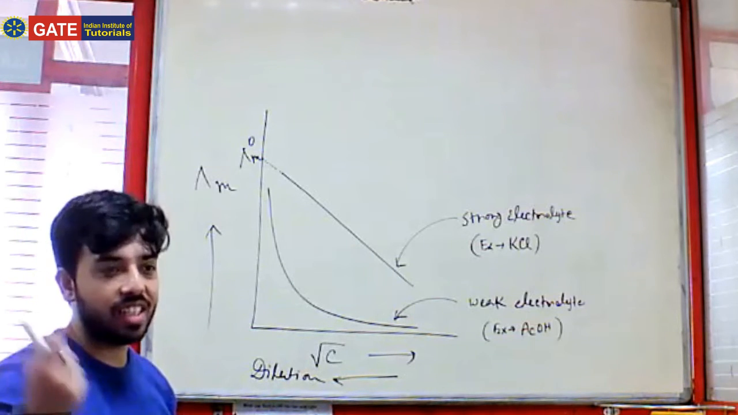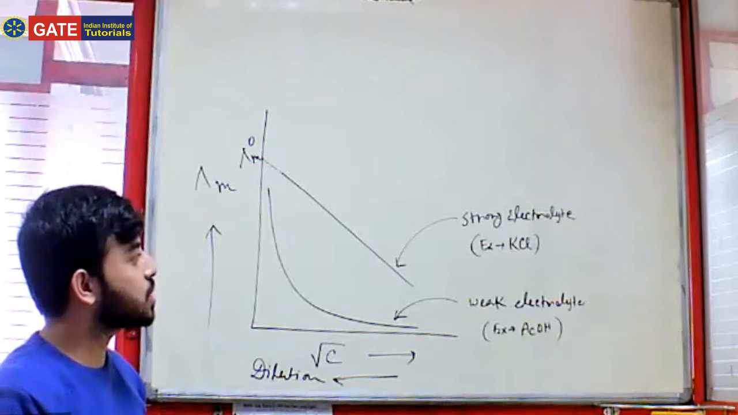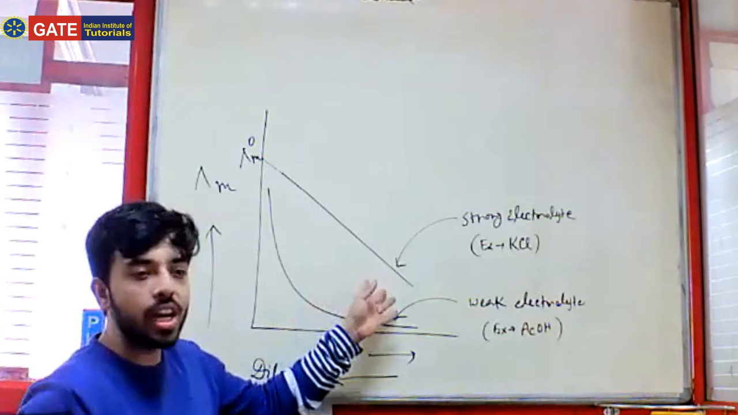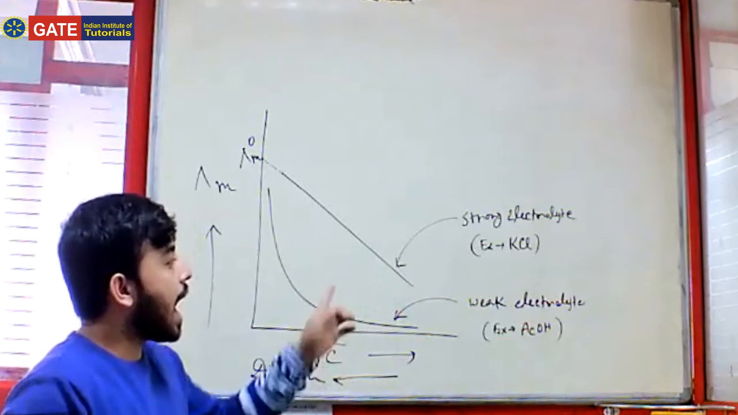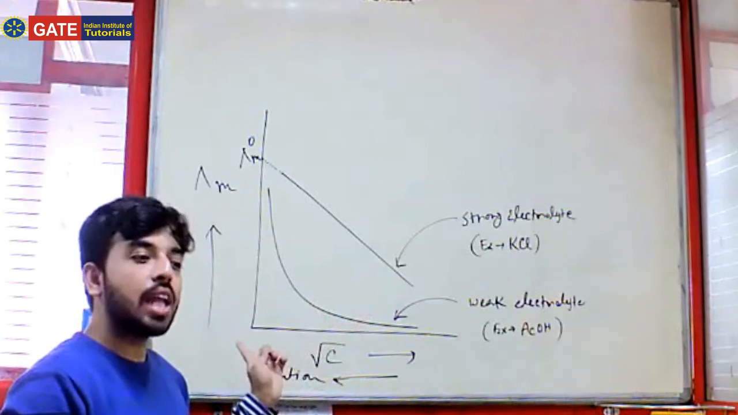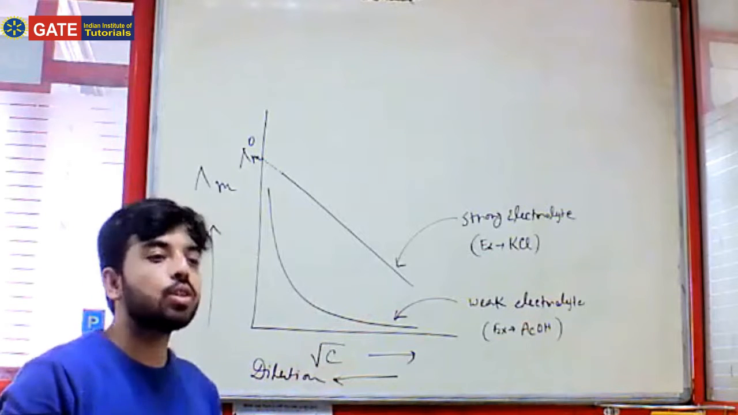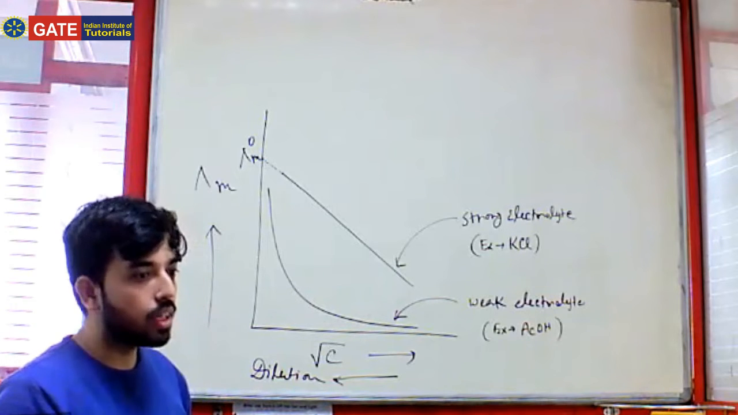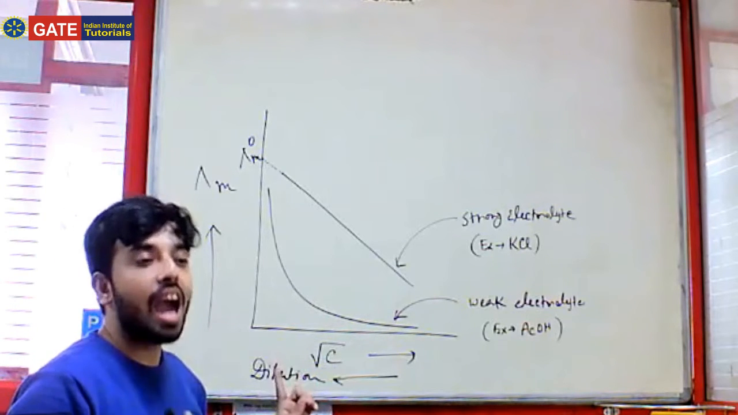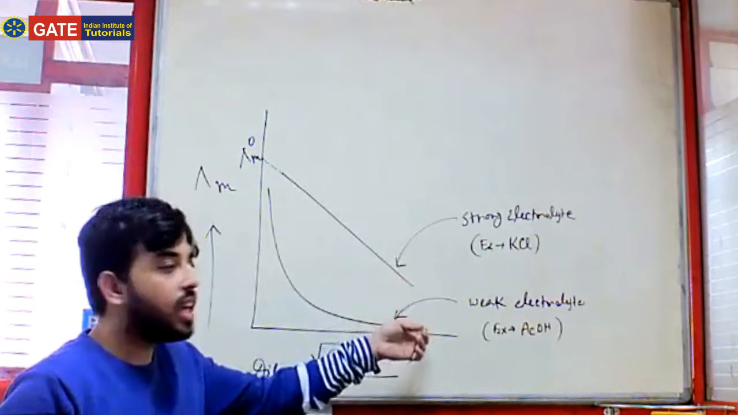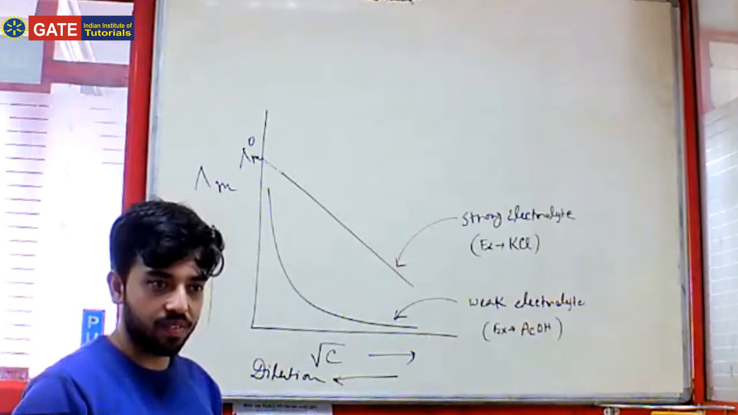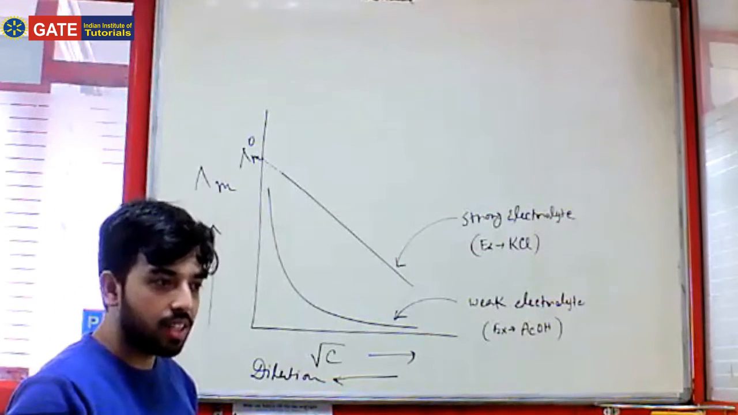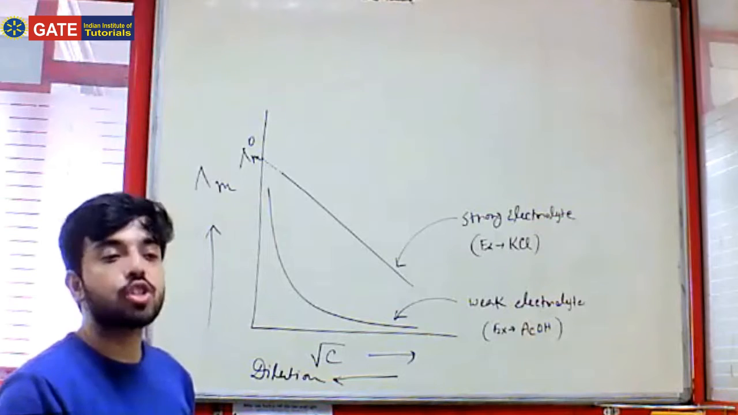I asked that day, Bali. So the answer is, listen, for a strong electrolyte this expression is not there. At lower concentration also, the number of ions will be the same. At higher concentration also, the number of ions will be almost the same. That means dilution doesn't affect the conductivity for a strong electrolyte in general. So why am I showing this kind of graph? There must be something else, right? You need to know this for the strong electrolyte.